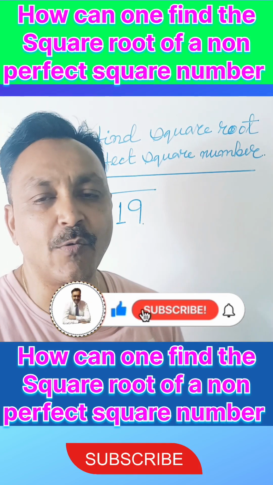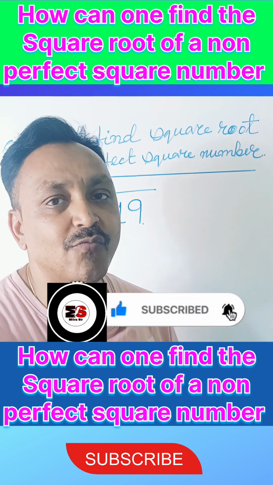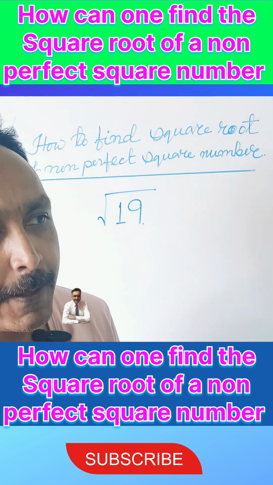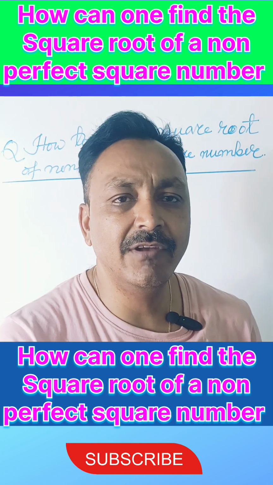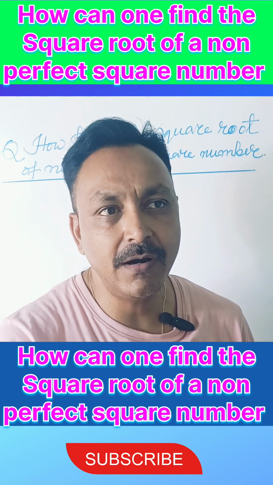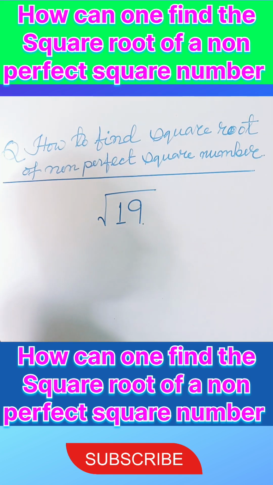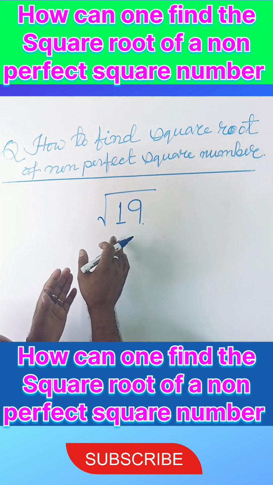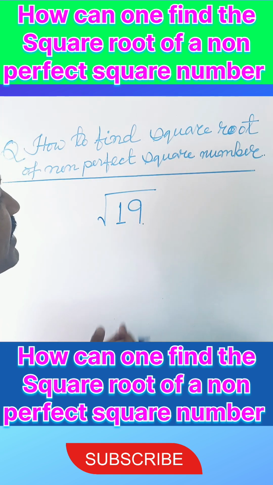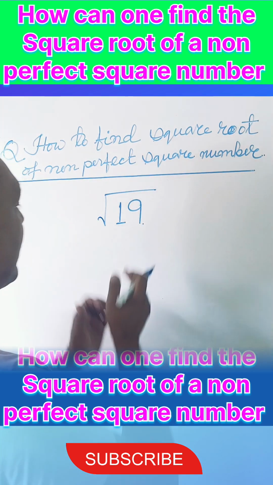So today's class is going to be very interesting. Why? Because we are going to learn how to find out the square root of a non-perfect square number. Students are very familiar with finding the square root of a perfect square number, but they have problems finding the square root of a non-perfect square number. Here I have taken one example: the square root of 19. 19 is a non-perfect square number. So in that case, how do we find the square root?